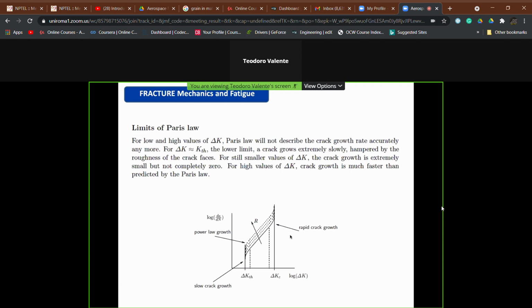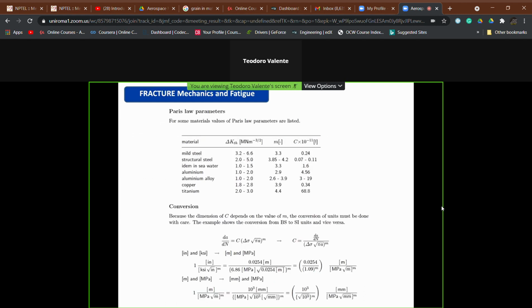And then for high values, the other extreme of delta K, crack growth is much faster than the values predicted by the Paris law. That is when we approach the critical value of the fracture toughness of the materials. The Paris law essentially underestimates the crack growth rate. We know the parameters, and this is just an example for you of the most common materials, so we do not need to make experimental testing for the most common materials.